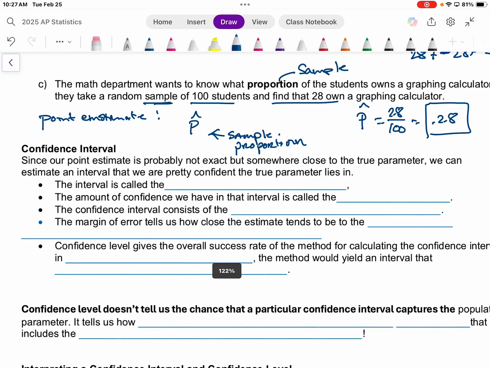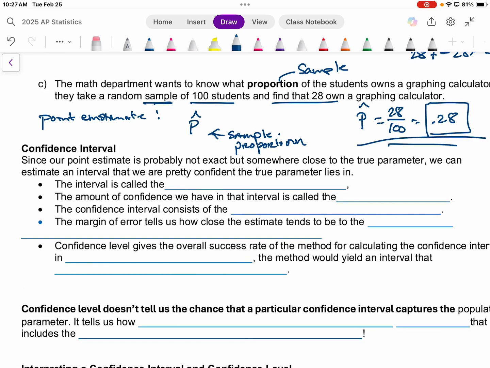Again, in the last example they did a sample of 100 kids, and 28 have calculators. So the sample proportion was 28%. If we ask, does 28% accurately represent the number of high school students at Beach High School that have a graphing calculator? I don't know. But a confidence interval, when I compute it, will give me the range of roughly what the true proportion of students at Beach High School who have a graphing calculator is. It should be contained in that confidence interval.